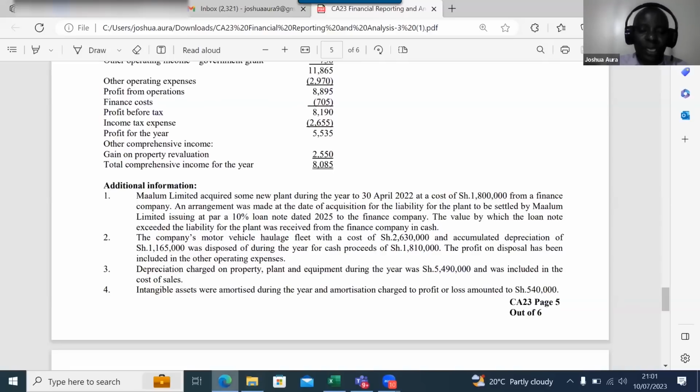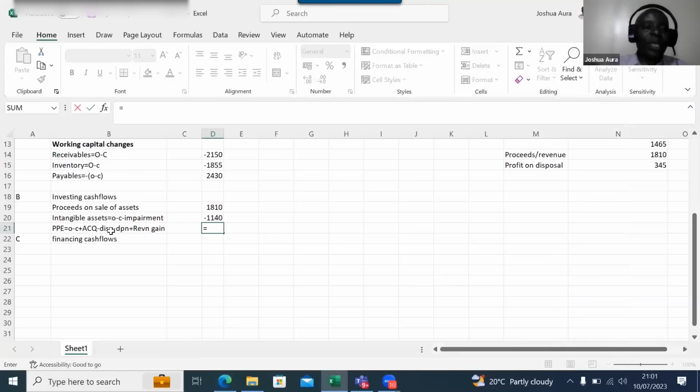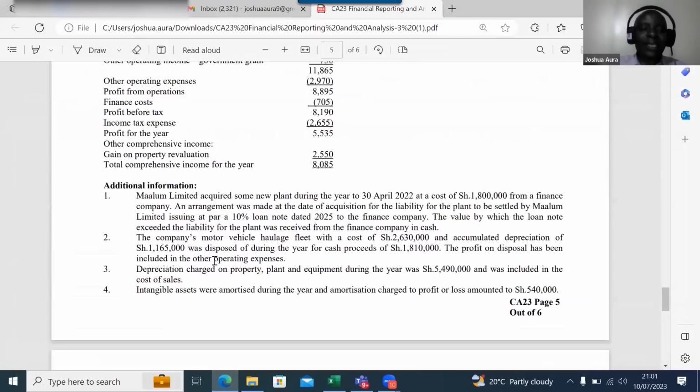And then you are following this thing here. Other than acquisitions, what else? Do we have any disposal? So come here, under disposals, yes, we disposed the company's motor vehicle haulage fleet with a cost of 2630, and the accumulated depreciation of 1160 was disposed. So remember, we subtract the net book value of the asset that was sold. Remember, to get the net book value, we take the cost minus accumulated depreciation.